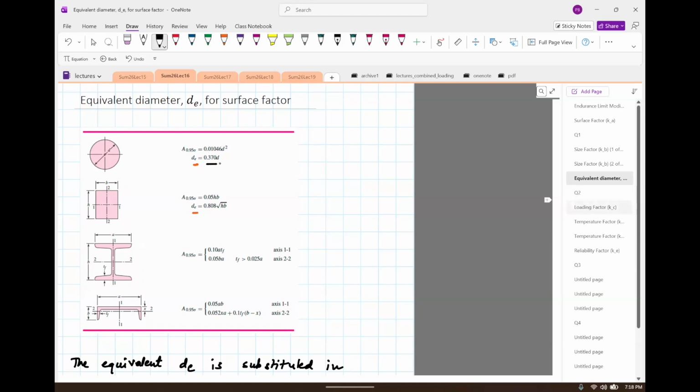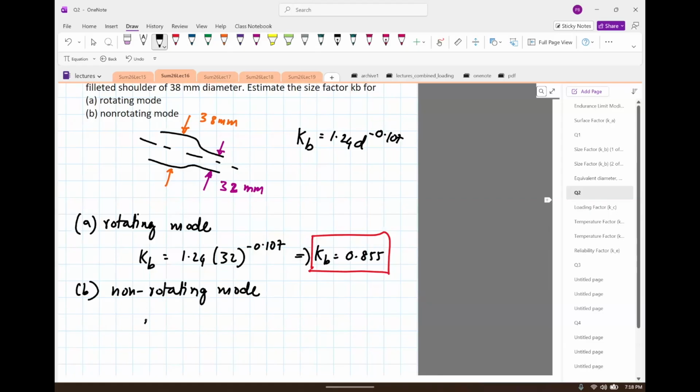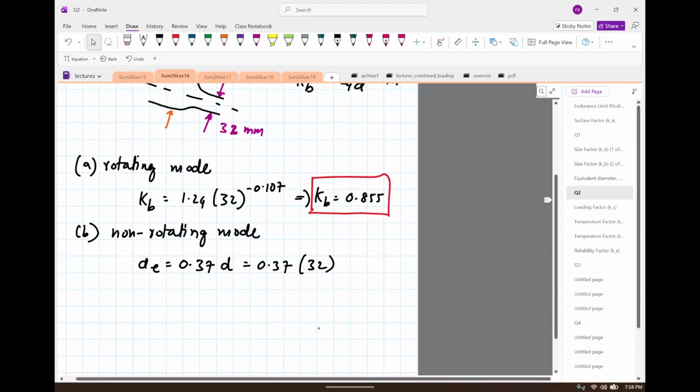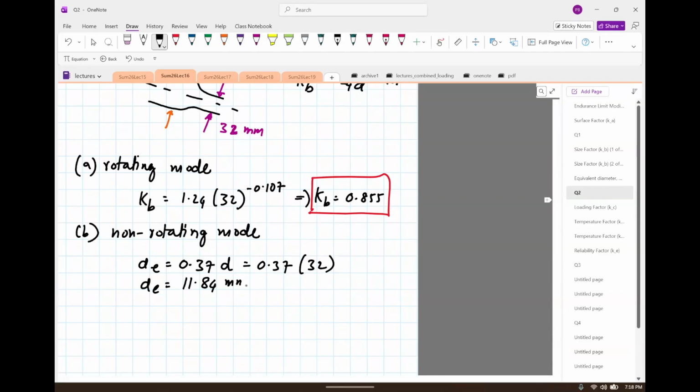So here we'll use this formula. We have an equivalent diameter of 0.37d. So 0.37, in this case, we're going with the smaller diameter. So DE comes out to be 11.84. And now we use 11.84 in figuring out KB. So now we have the equivalent diameter.